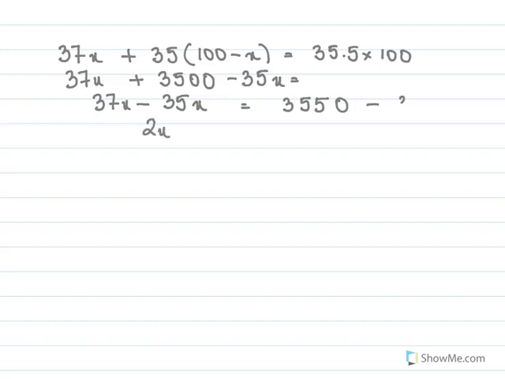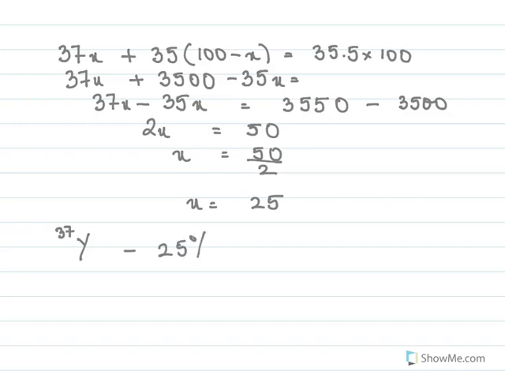So 2X equals 50. So X equals 50 over 2, X equals 25. So the first sample, that was Y 37, will be 25%, and the other sample, that was Y 35, was 100 minus X, that is 100 minus 25, it will be 75%.